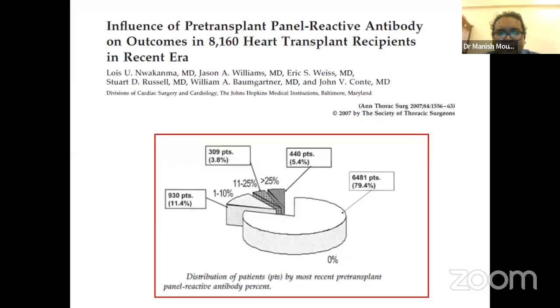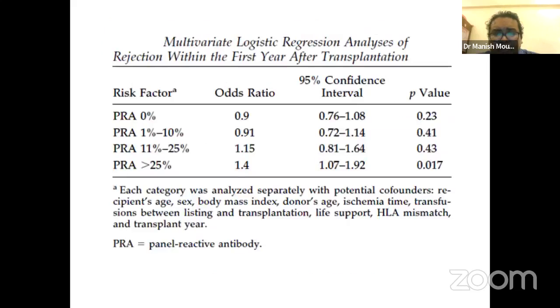This is a very interesting article. They observed almost 8,000 heart transplant recipients and categorized them into different PRA percentages. They observed that the odds ratio and the confidence interval are high at 0% and decrease above 25%, for survival and for rejection within the first year.